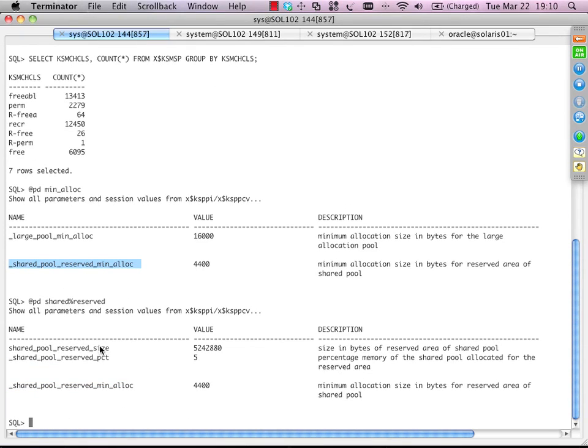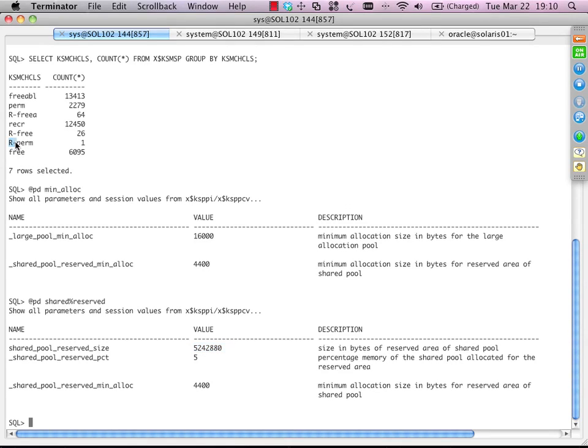You probably know this parameter. This is the parameter which controls how much space is reserved from the shared pool for these big allocations. Right now in my case it's only 5 megabytes, and where this number comes from is this parameter. I have set my shared pool size to only 100 megs, because I want to cause trouble. This parameter defaults to 5, which is 5%. And then this just shows how big this reserved area is going to be.